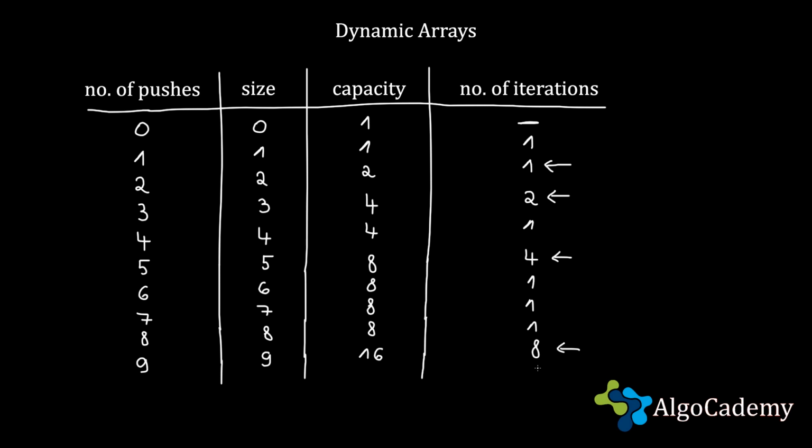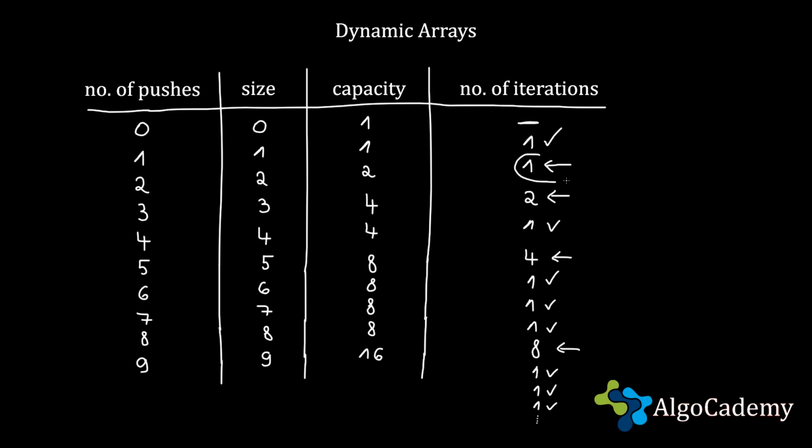And then, of course, we are going to have a couple of ones here again for 7 times. For the next 7 pushes, I'm still going to have 1 iteration and so on and so forth. So what I want to show you here is that for the most of the time, the size will be less than the capacity. And all we are going to do is just 1 iteration, right?